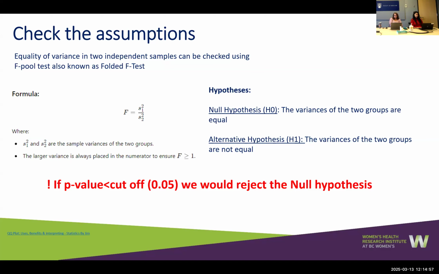So here I put the formula of the F-test. It's basically S squared 1 over S squared 2, where S squared 1 and S squared 2 are sample variances, and the larger variance is always placed in the numerator to ensure F is more than 1. Our null hypothesis in this case is that the variances of the two groups are equal, and the alternative hypothesis, of course, is that they are not equal. If in our output we see that the p-value is less than 0.05, we reject the null hypothesis, and we understand that the variance is not equal.